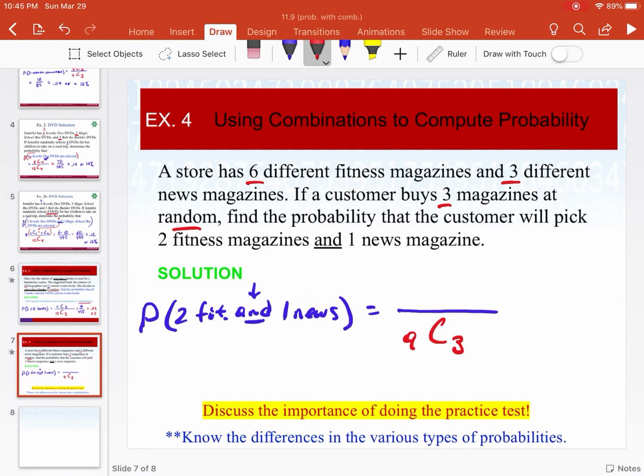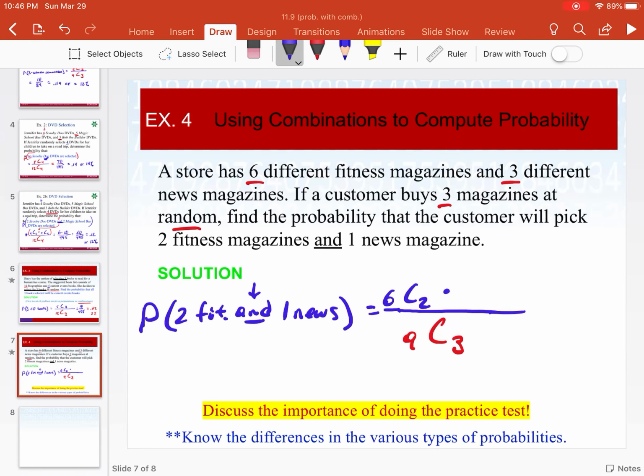Okay, well, I hope when you saw the word and, you thought, oh, that involves multiplication. So this is a 2-part combination. So let's first do the fitness. We want to pick 2 fitness. To guarantee 2 fitness, we have to pick only from the fitness magazines. How many are there? 6. So we're going to do a combination of 6, pick 2. That'll give us how many different groups of 2 fitness magazines we can get.